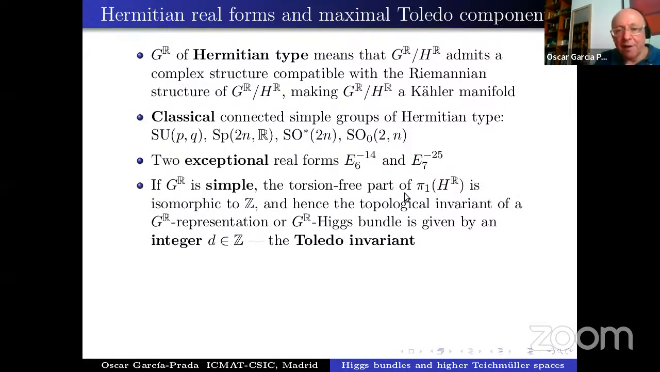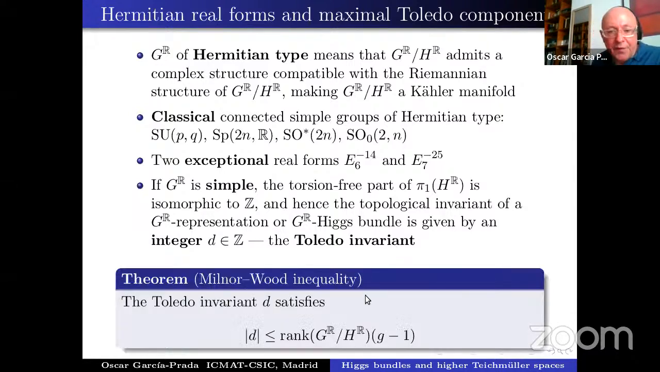And in this situation, when G_R is simple, the torsion-free part of the fundamental group is isomorphic to Z. So we're in a situation similar to SL(2,R). And then the topological invariant here is again an integer, and this is called the Toledo invariant. In SL(2,R), the Euler number is called the Toledo number or Toledo invariant. And here is a generalization of the Milnor inequality in this context: the Toledo invariant is bounded by the rank of the symmetric space times the genus minus 1.